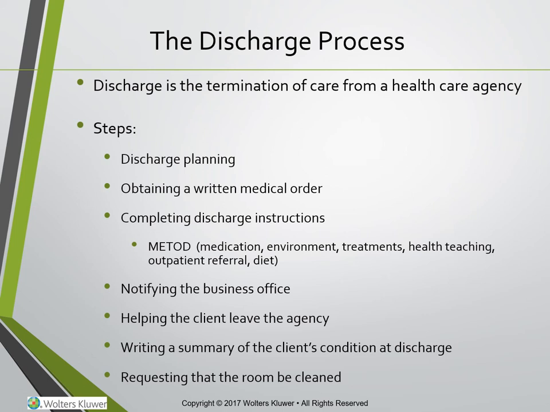H, health teaching. Identify information that is necessary for maintaining or improving health. Example, signs and symptoms of complications. O is outpatient referral. Explain what community services are available that may ease the client's transition to independent living, such as physical therapy. And D, diet. Arrange for the dietitian to provide verbal and written instructions on modifying or restricting certain foods or suggestions for altering their methods of preparation. An example would be a low-fat diet.